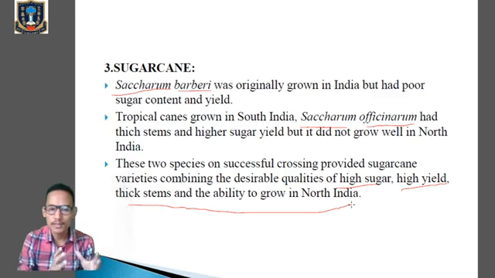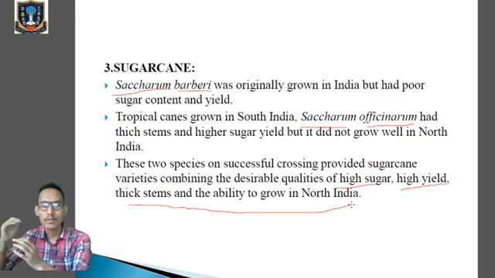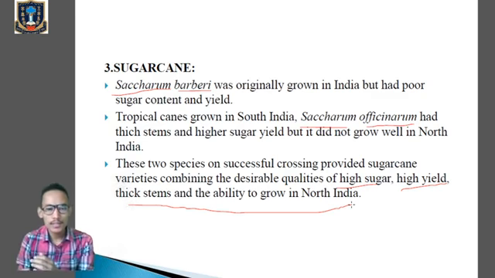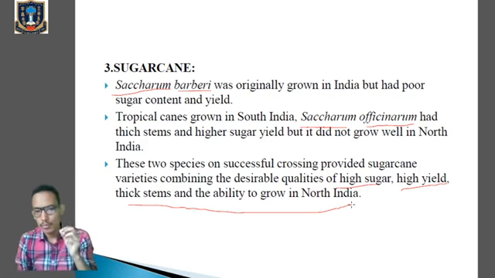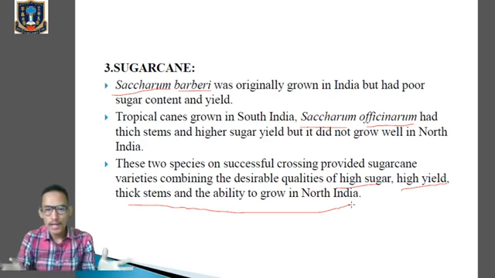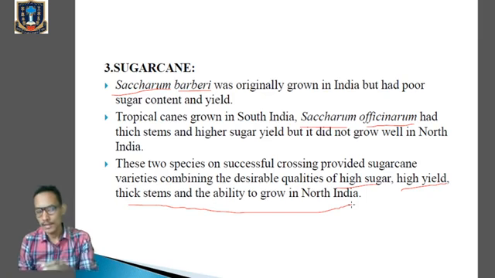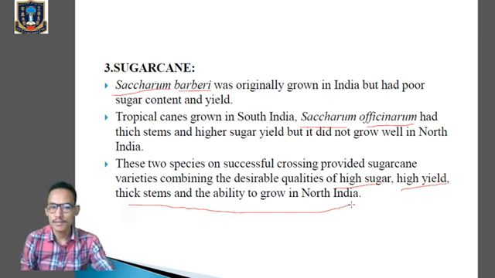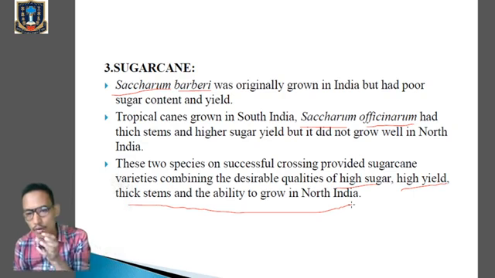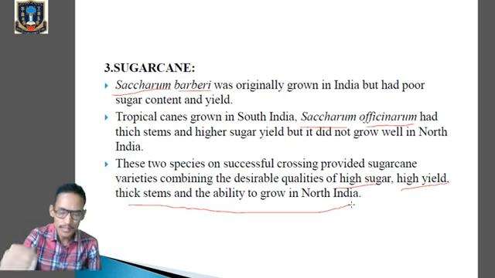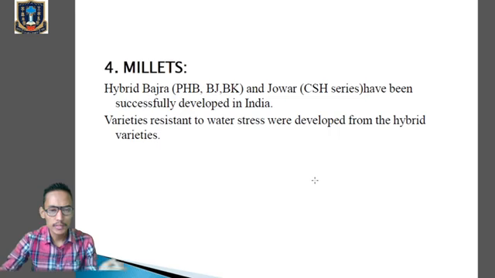And what are those characteristics? High production, high quality, thick stems, and the most important thing, it was able to grow in North India. So in this way, we are able to grow a sugarcane progeny which has the characteristics of both parents, Saccharum barberi and Saccharum officinarum. Clear? Next one, millets. Remember the names?